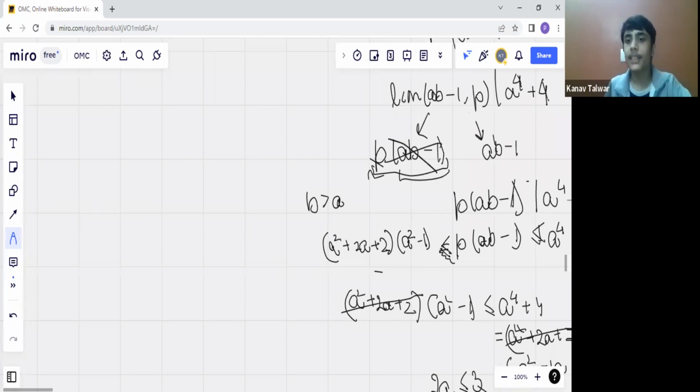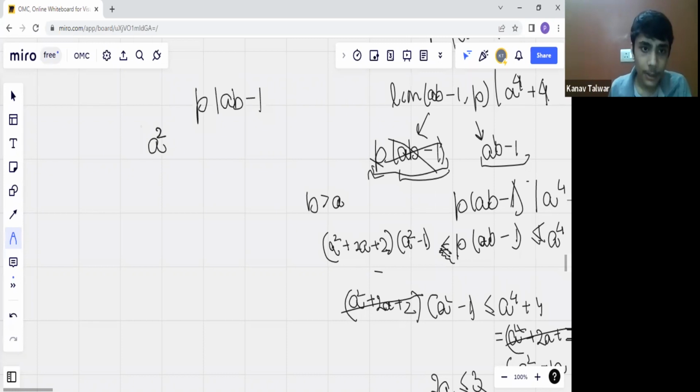So we have that the LCM cannot be this, and hence the LCM must be AB minus 1. Now, when can the LCM be AB minus 1? When P divides AB minus 1. So we have got P dividing AB minus 1, and we wanted to prove that P divides A plus 2B plus 2. So P divides some nicer quantity, much better than what we had before. So hopefully this may finish.